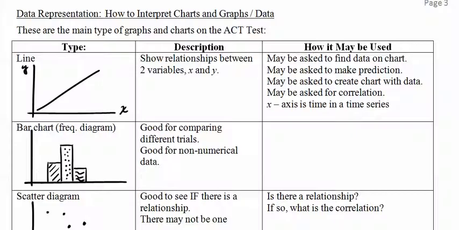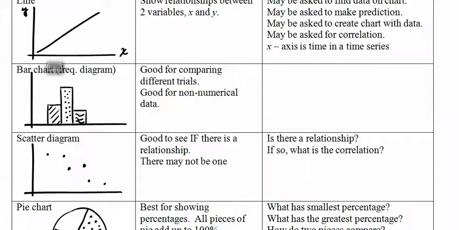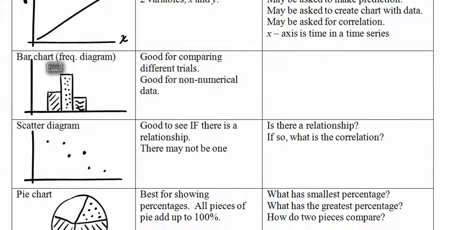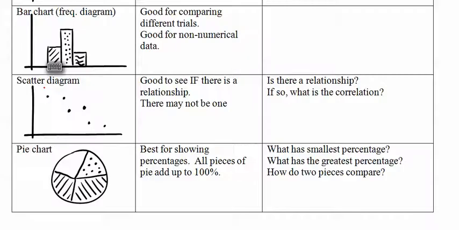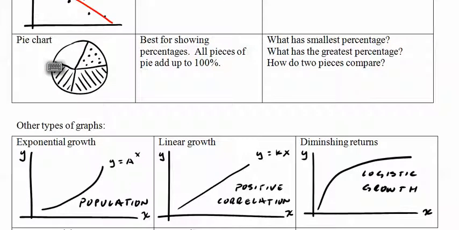Here are main types of graphs. A line graph, linear relationship, what would you be asked? A bar chart, people like to compare things this way. Good for non-numerical data. Scatter diagram, which they'll often ask you, what's the trend going on here? Well, it's negative, slopes going down to the right. Pie chart causes problems. The pieces of the pie add up to 100% or 360 degrees. Watch out for that. I've seen that cause problems.